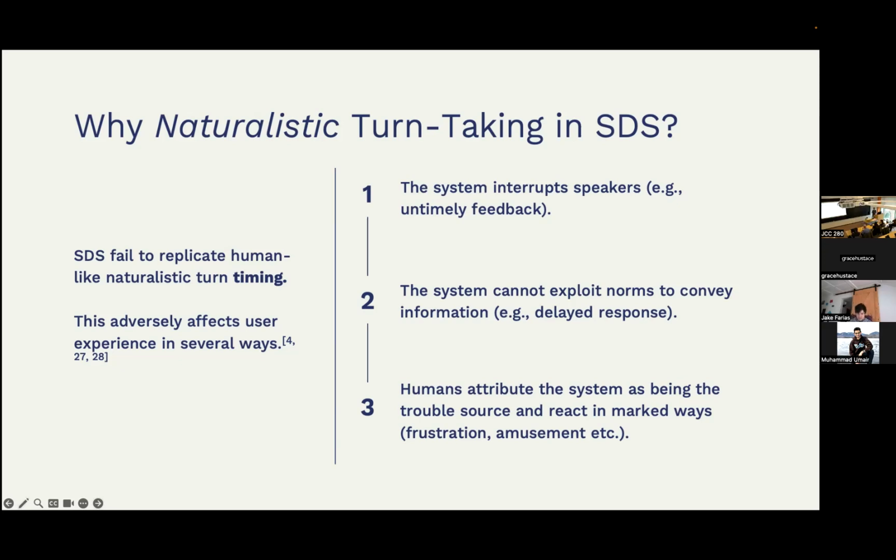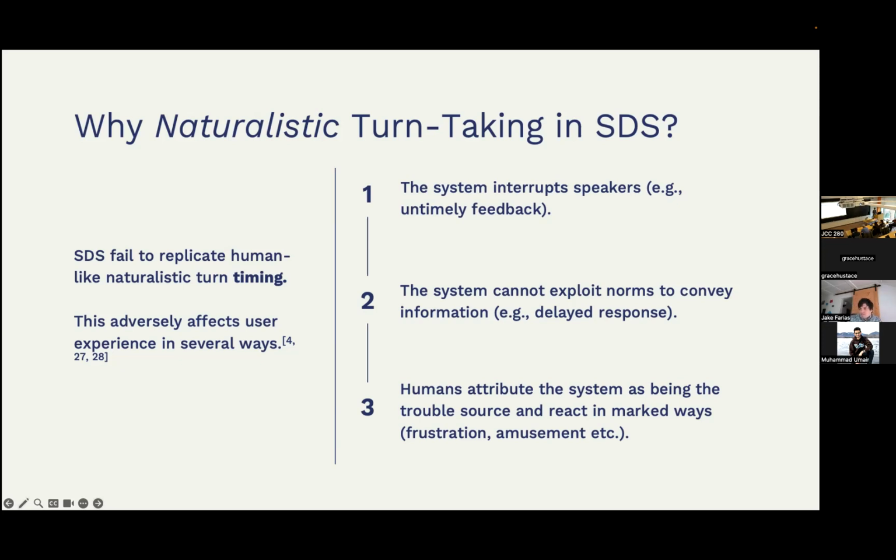Since the system isn't really aware of the norms that are surrounding turn timing, it can't actually exploit these norms to convey additional information. So it can't delay its turn to communicate hesitation and so on. And then we also know that humans actually identify a spoken dialogue system as the source of this trouble in conversation, and then they react in certain ways. So they might be amused or frustrated.